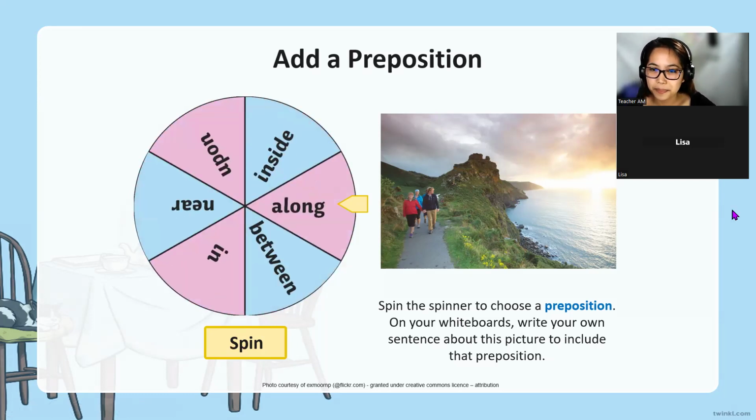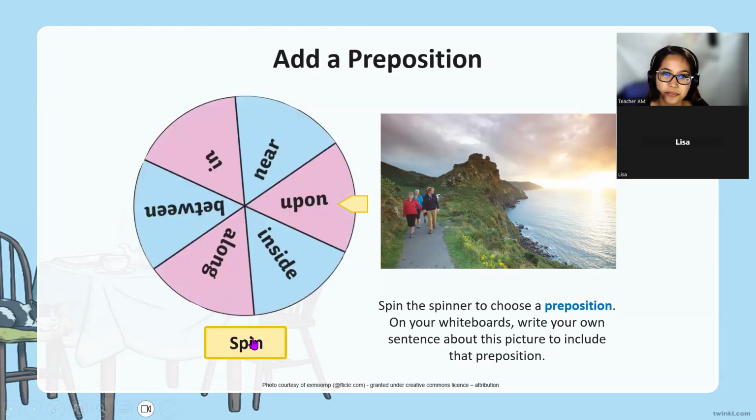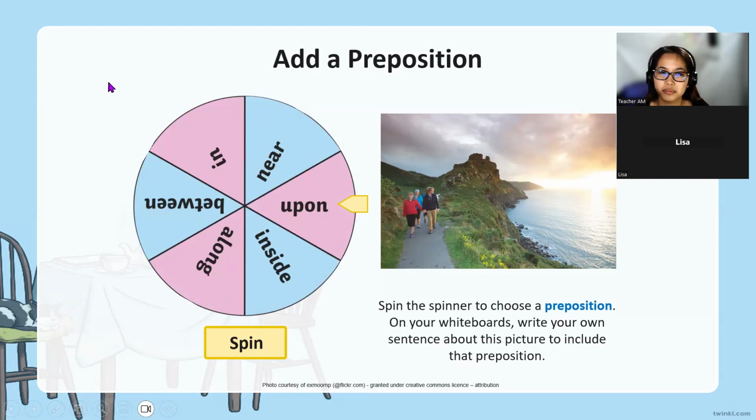Along. I saw the flower living alone. One more time, please. I saw the flower living alone. Okay, thank you for that. Now, what about this one? Let's spin again. Upon.